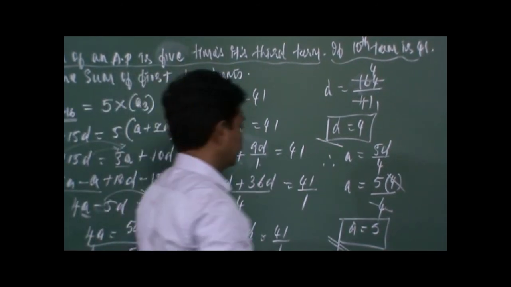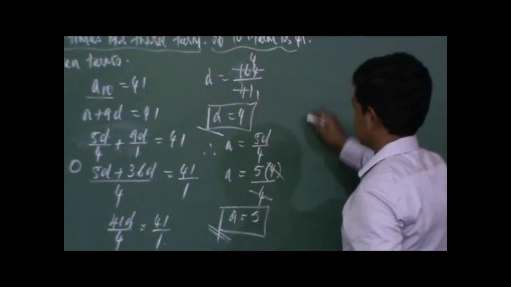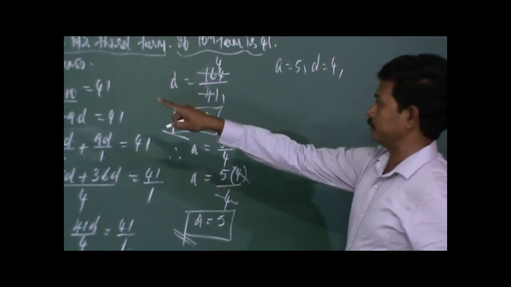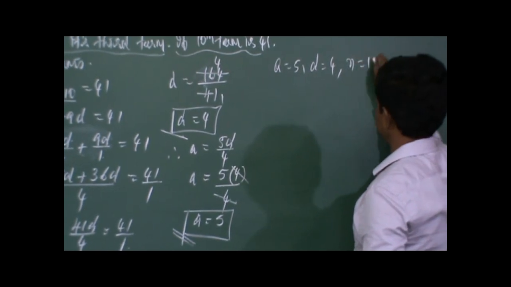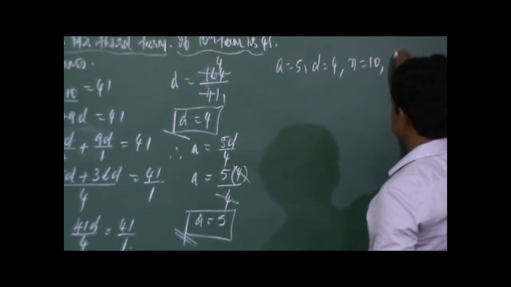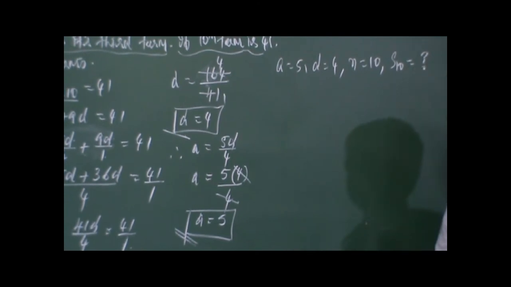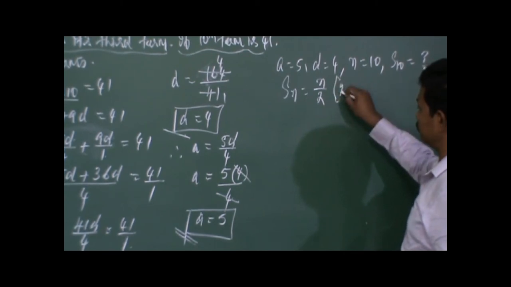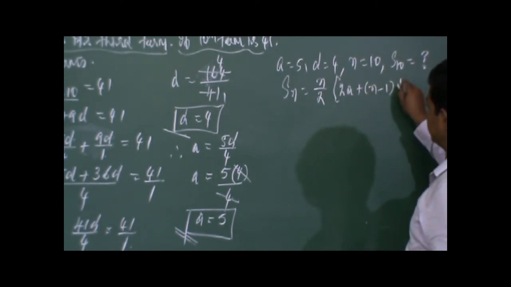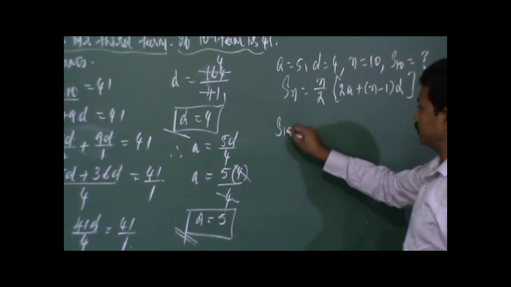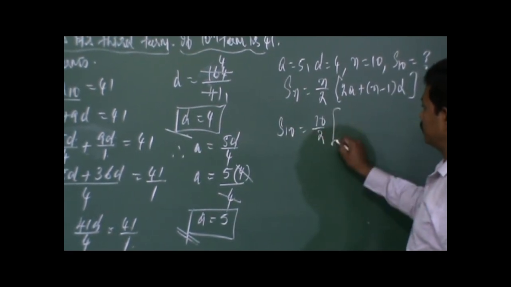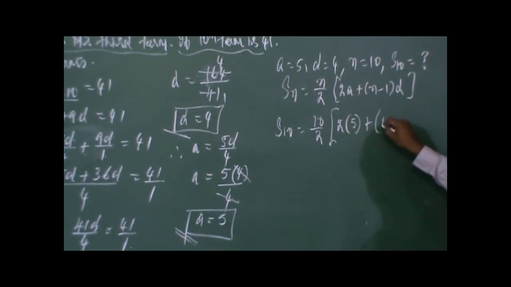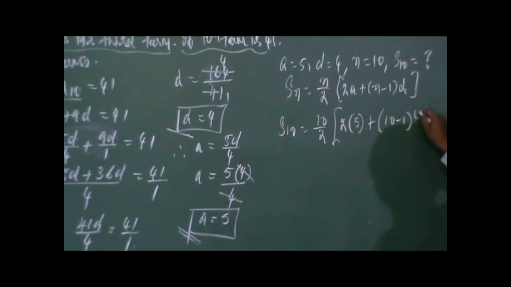It's an easy one. Let us write the data once again. So A is equal to 5, D is equal to 4. As we have to find the sum of first 10 terms, N is equal to 10. And then sum up to 10 terms, that is S10, is equal to how much? Sn is equal to N by 2 into 2A plus N minus 1 into D. This is the formula. Sum up to 10 terms is 10 by 2 into 2 into A, A is 5, plus N minus 1, that is 10 minus 1, into D is 4.